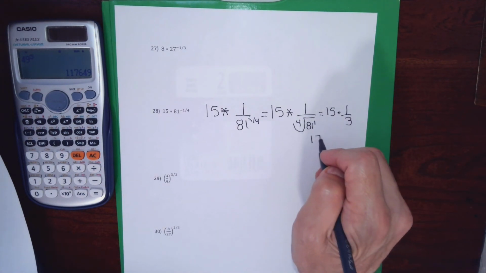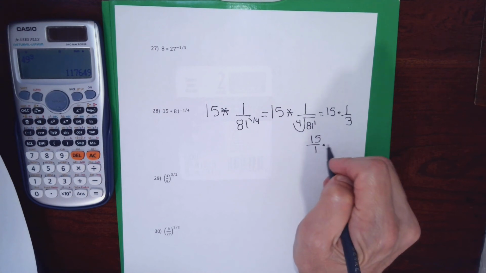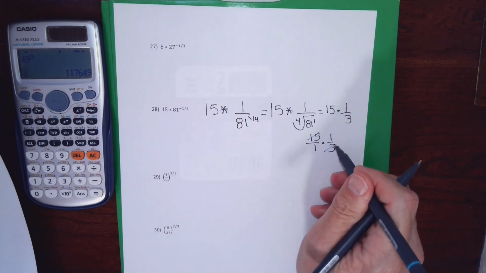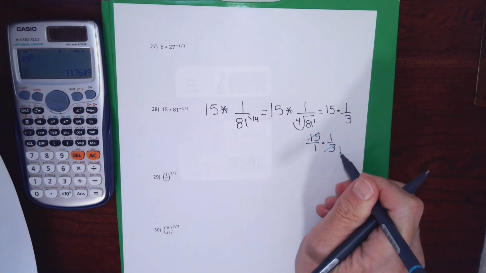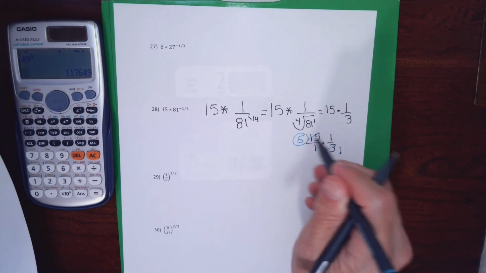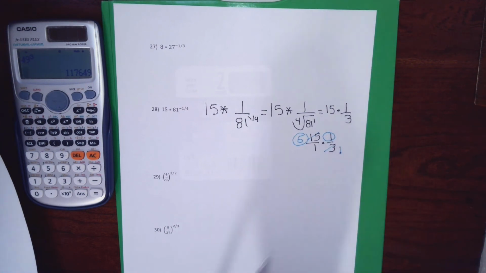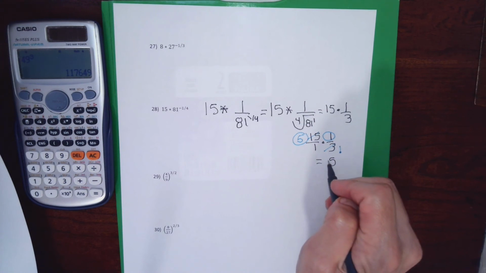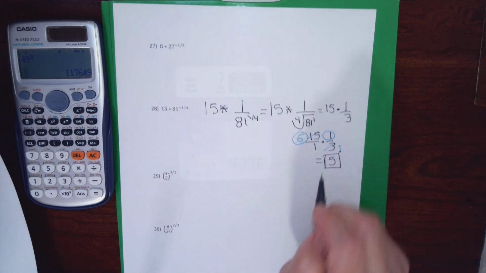This is 15 over 1 times 1 over 3. And I could actually cancel. This 15 and that 3 will cancel. The 3, I'll divide by 3 and get 1. The 15 divided by 3, I'll get 5. I don't need to write a fraction anymore because I only have 1s in the denominator. I just need to multiply the 5 and the 1 that I have circled. So my answer is going to be 5.